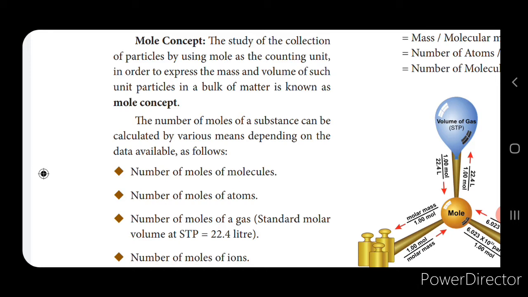So you can see here, isn't it? The number of moles of a substance can be calculated by various means depending upon the data available. So if I have the number of moles of the molecules, atoms, or if it is expressed in terms of the liters, or if it is given in terms of ions or particles, we can calculate the number of moles.